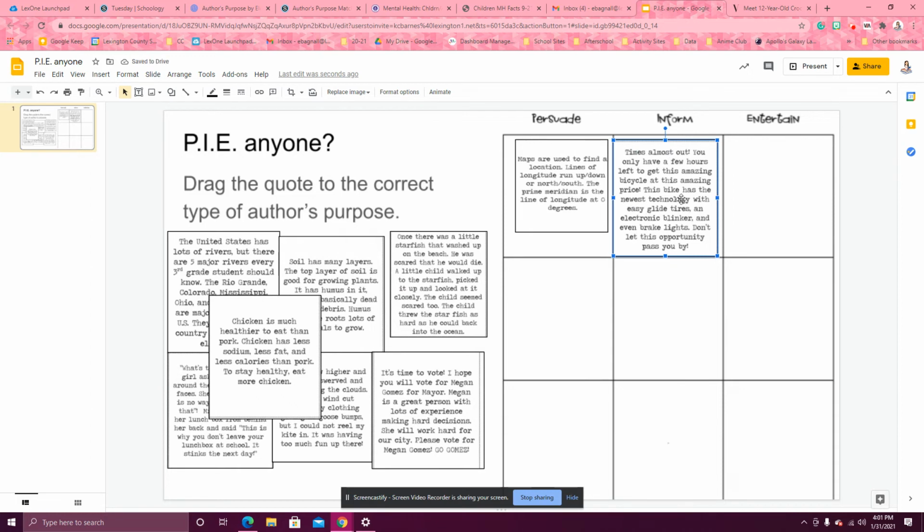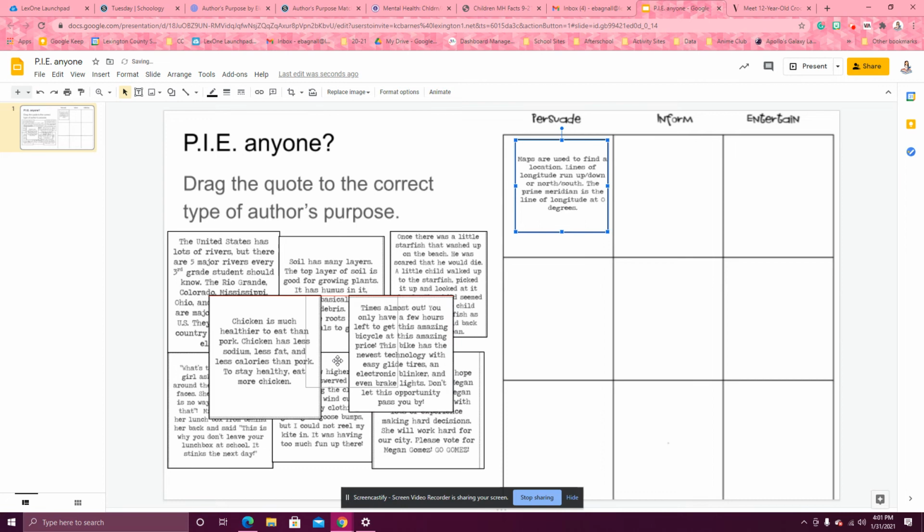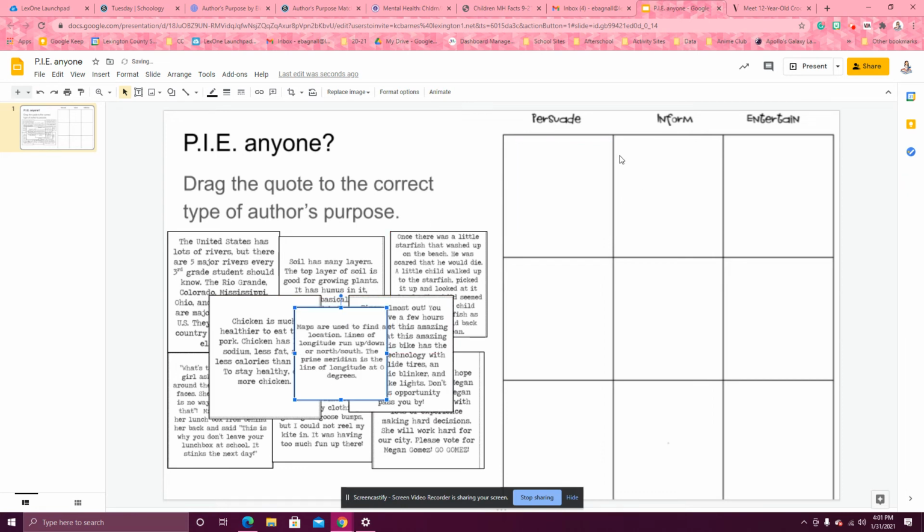No, I'm not putting them in their correct locations. That's your job to figure out. So your job, drag and place them in their appropriate squares. You're doing these by columns, not by rows. It's pretty easy, and it's a great way for us to kind of determine whether or not you comprehend what it means to persuade, inform, and entertain.